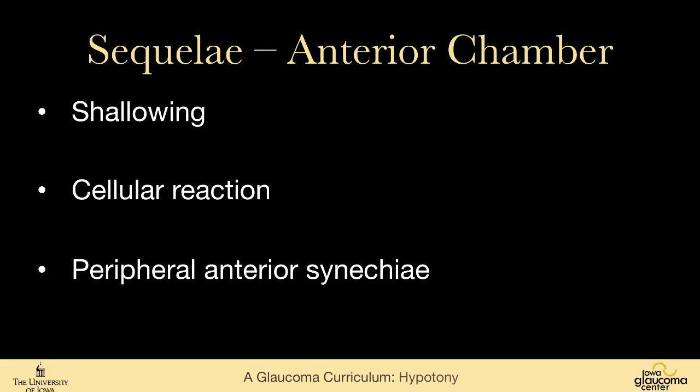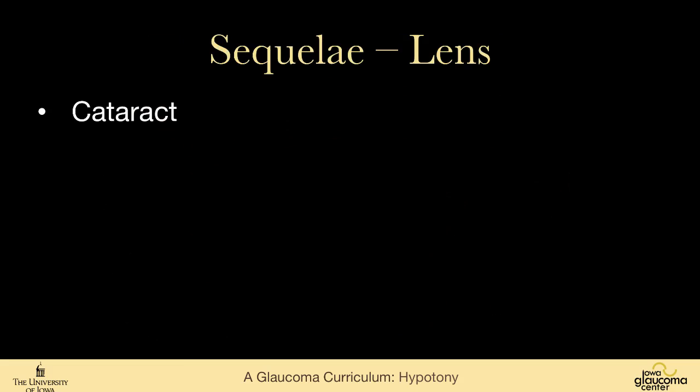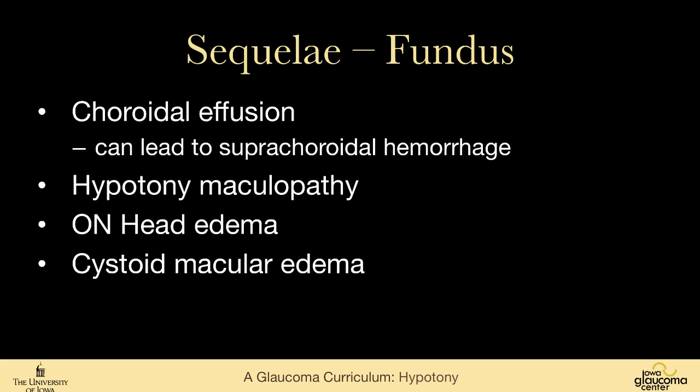You can have a cellular reaction and ultimately develop peripheral anterior synechiae. So this is a flat anterior chamber and a hypotonous eye. It's really important that checking the intraocular pressure in this eye might be a challenge because you could be applanating this patient's lens, and so you may get a spuriously very high reading. One can get cataract from hypotony, choroidal effusion, which can lead to suprachoroidal hemorrhage.